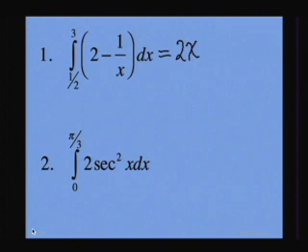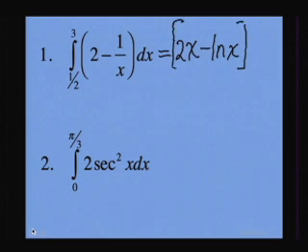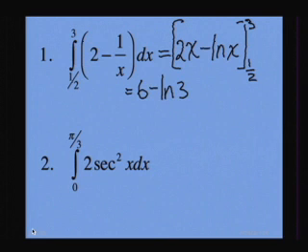And the integral for 1 over x, remember, is the natural log of x. And we need to evaluate that all the way from 1/2 to 3. So we need to plug in the 3, and that's going to give us 2 times x, which would be 6, minus the natural log of 3. And then we're going to have minus 2 times 1/2.